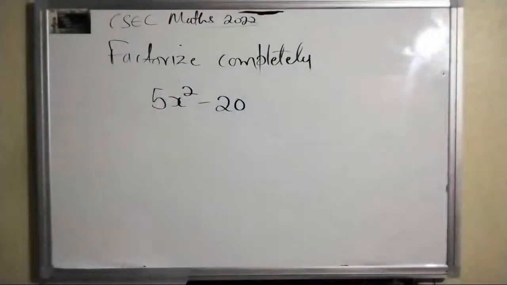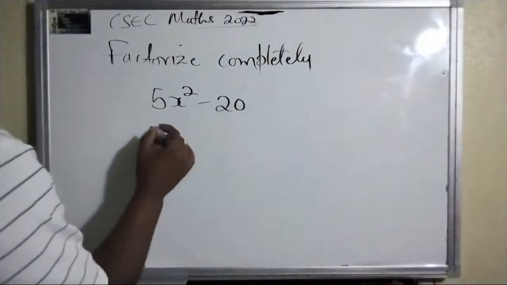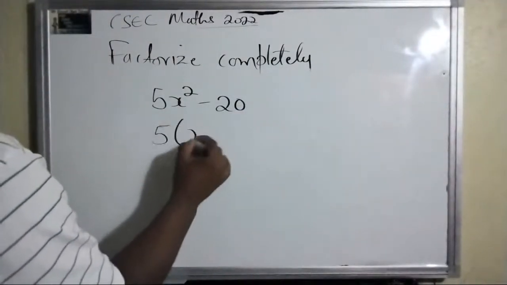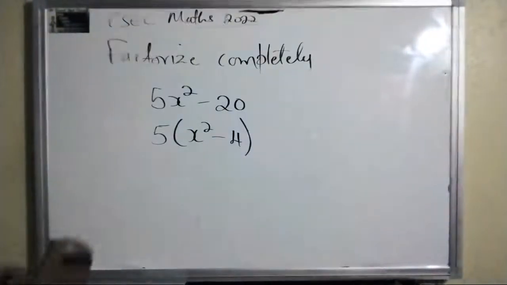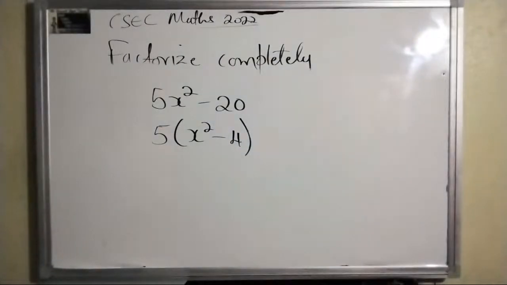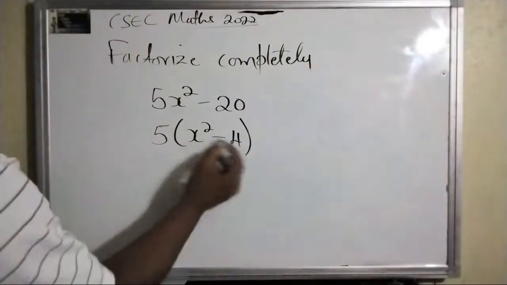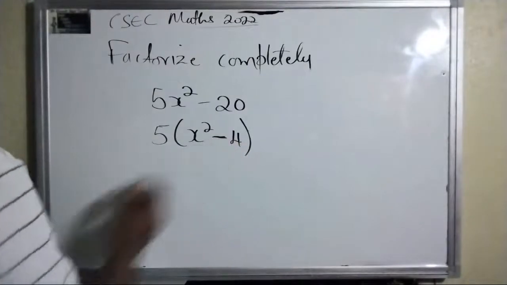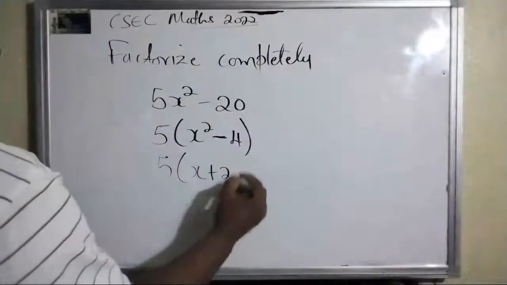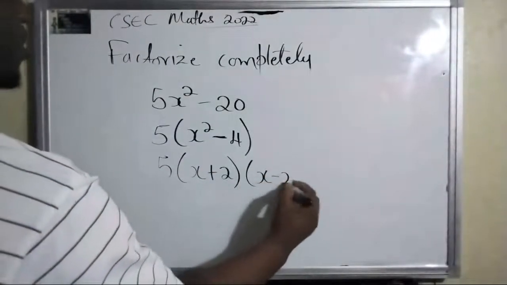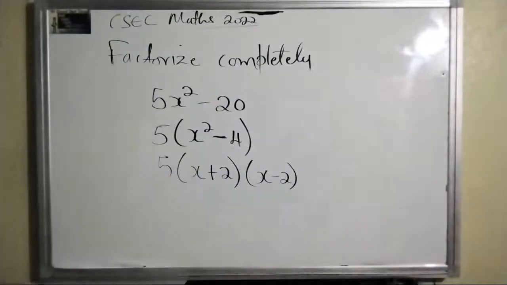Now what we have to do is take out what's common, 5 alone, because x is not in this, so we take out 5. That would leave x squared, and 5 into 20 goes 4 times. But we are not finished, because we can factorize this part. It's a difference of 2 squares, so that gives us x plus 2 and x minus 2. And that is worth 4 marks.